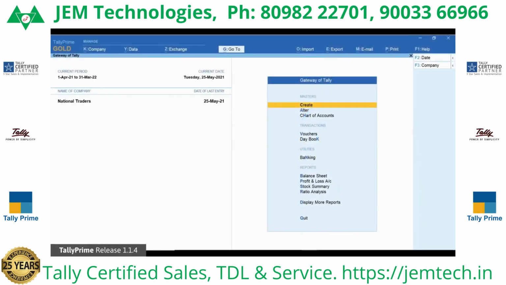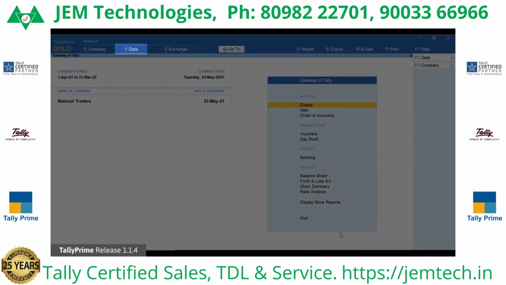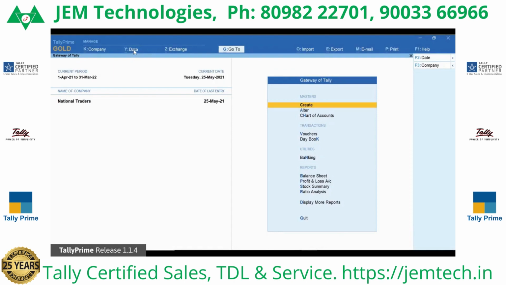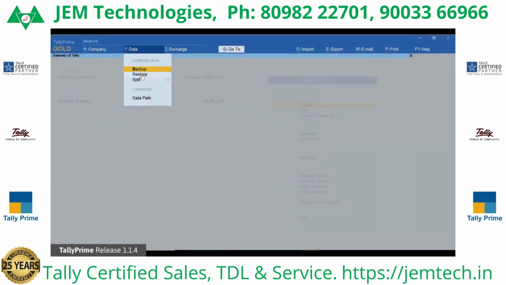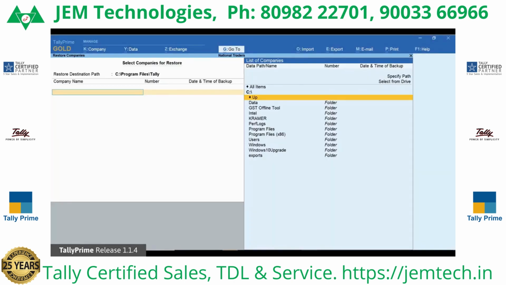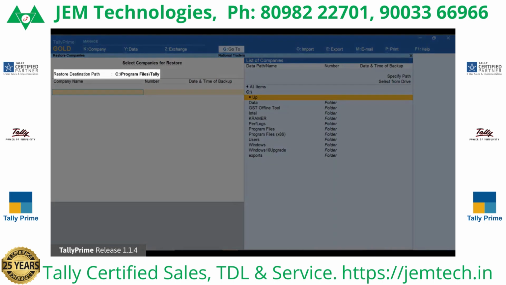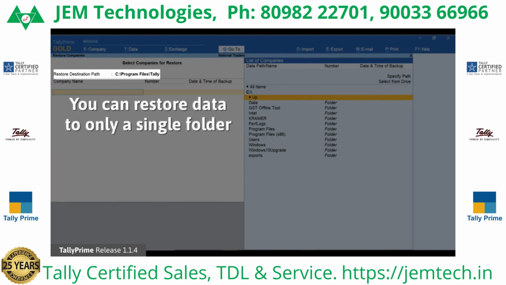In Tally Prime, click Data on the top menu or press Alt-Y. Select Restore and press Enter. Under Restore Destination Path, specify the path where you want to restore the data. At a time, you can restore data to only a single folder path.